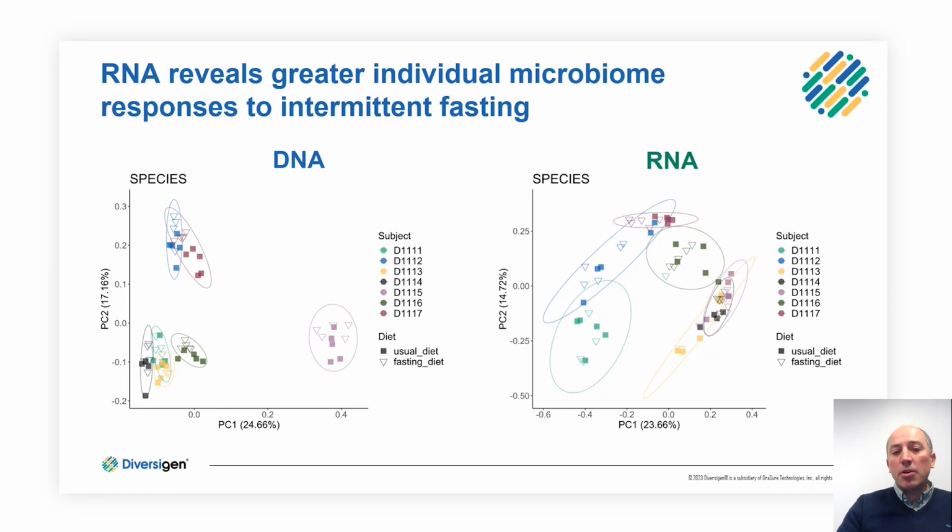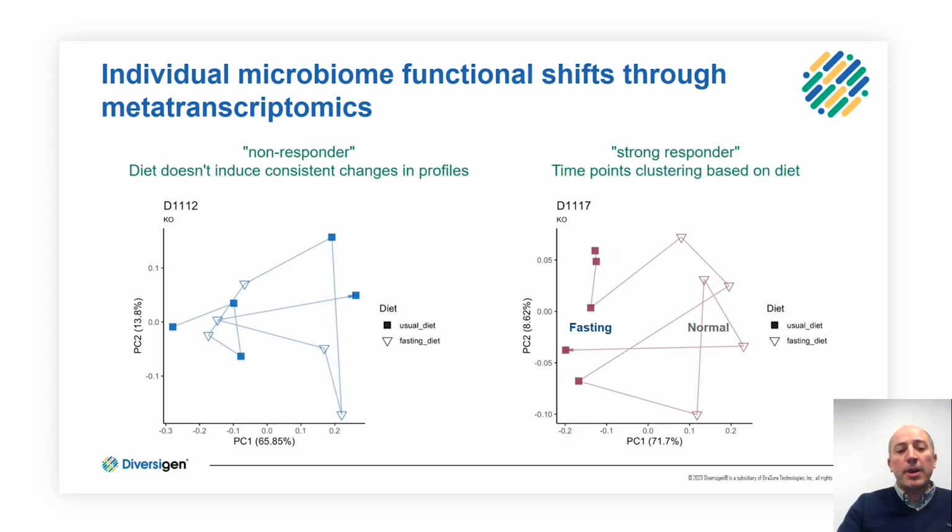At the start of the study, the hope was that we were going to see changes that were going to be consistent across all 7 donors. It turns out that we didn't see any consistent changes, and each donor was showing very individualized responses. And that's best exemplified by those graphs where we're looking at functional profile over time. So donor 1112 is what we would call a non-responder. As you can see, as you track all of the samples that were collected as part of the study, you don't see a pattern that seems to line up with the diet.